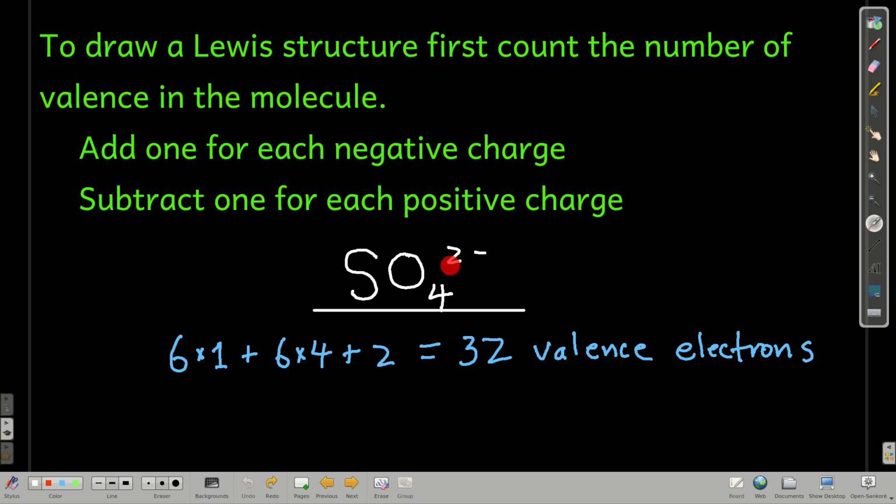Now, if there's a charge on the compound that you're drawing the Lewis structure for, if it's a negative charge, for every negative charge, add 1 valence electron. If it's a positive charge, for every positive charge, subtract 1 valence electron. So we'll use sulfate as our example. There are 6 valence electrons in sulfur times 1 sulfur atom, plus 6 valence electrons in oxygen times 4 oxygens, plus 2 more from the negative 2 charge, which adds up to 32 valence electrons.